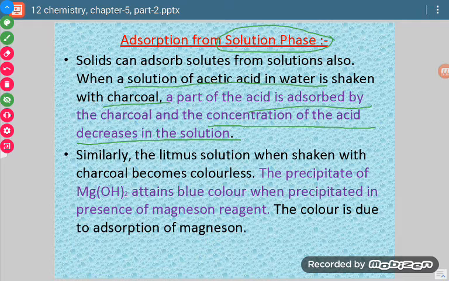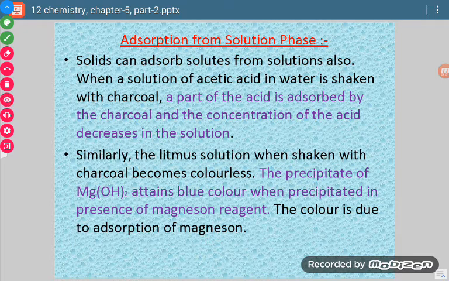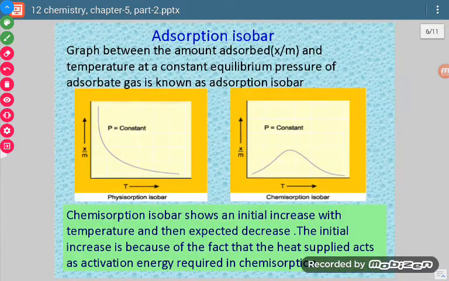Similarly, when we shake litmus solution with charcoal, it becomes colorless. Why? Because the particular substance which is causing the color gets adsorbed. So in solution also, adsorption occurs. Now let us discuss the adsorption isobar, as the earlier equation is valid for solutions.